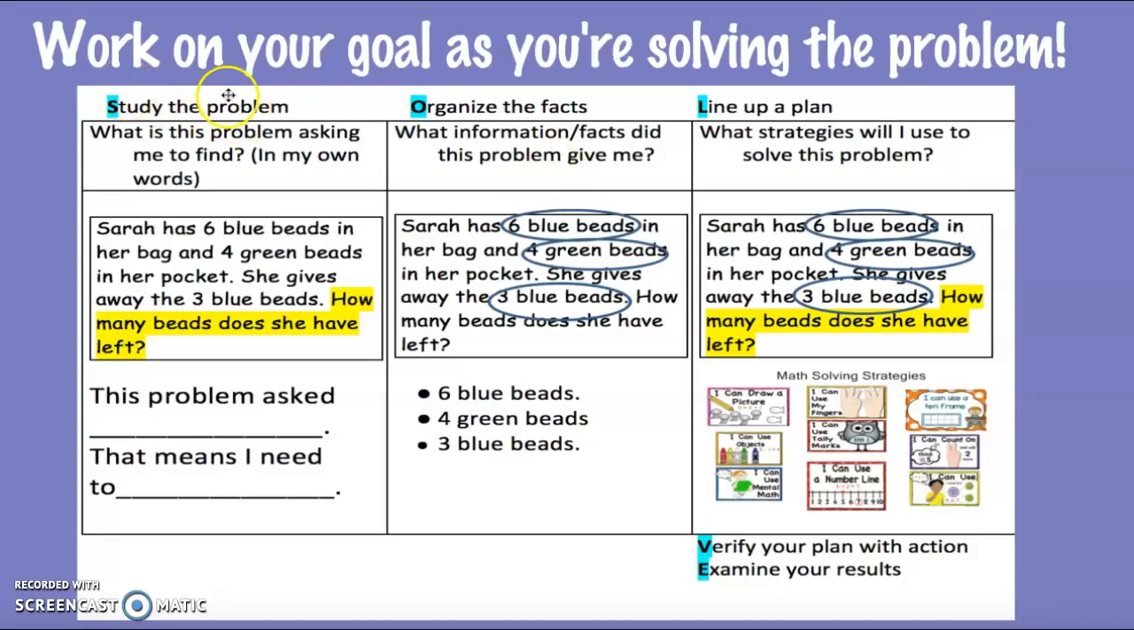Remember that as you are working to solve the problem, to always have a goal in mind, whether it is to study the problem, organize the facts, line up a plan, verify your plan with action, examine your results. Always make sure to have a goal in mind, what it is that you need to work on as you're solving a problem. Follow these steps as you solve your problems, and good luck.